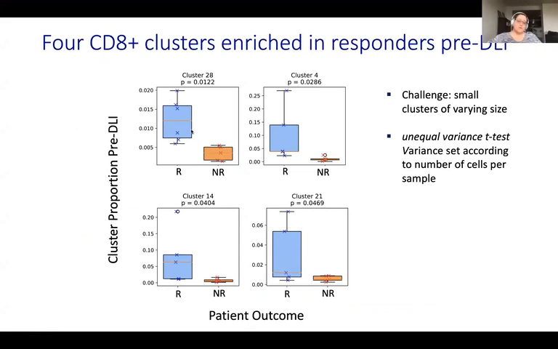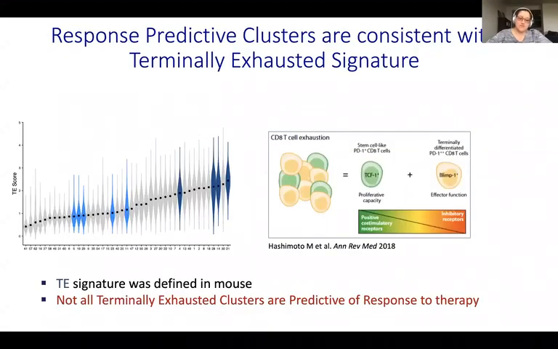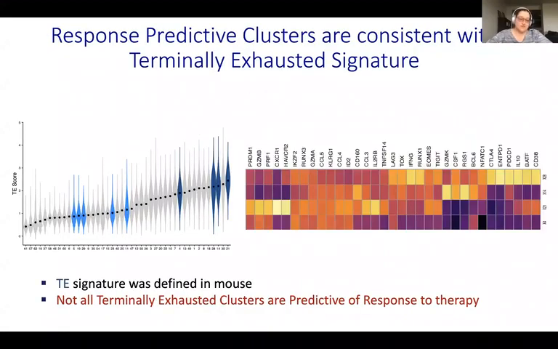Now, what's really important to state here is that because these clusters are of varying size, in order to get a robust signal, we had to really take into account that each cluster has a different size and each patient has a different size as well, to do an unequal variance t-test to get these 4 clusters. And what's unique about these 4 clusters? These 4 clusters are all terminally exhausted clusters. They all had a very strong p-value for a terminally exhausted signature that Pavan derived from mouse. But not all terminally exhausted clusters were predictive, only a certain subset of these.